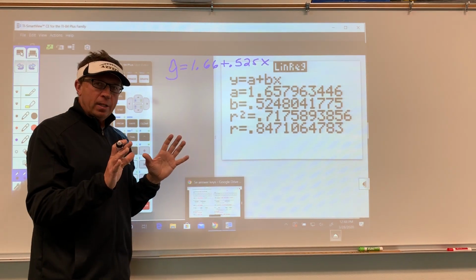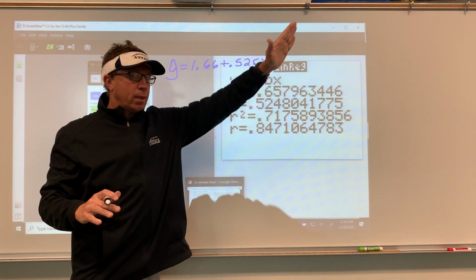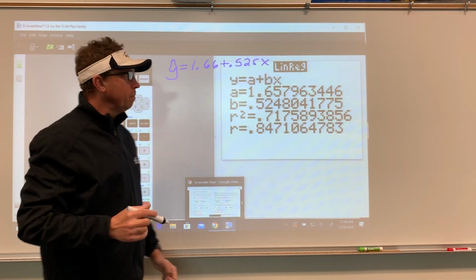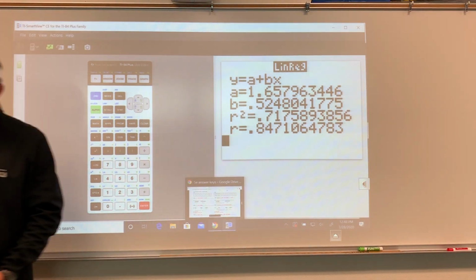Now, we didn't graph the data. If you graphed it, you would see this line passing right through pretty much all those points. That's going to happen on another lesson, okay? All right. Now, let's go ahead and do question B.